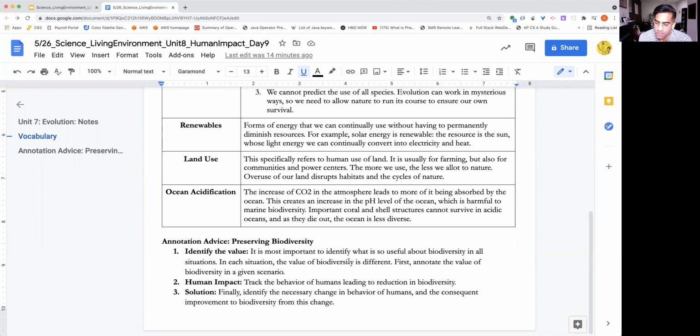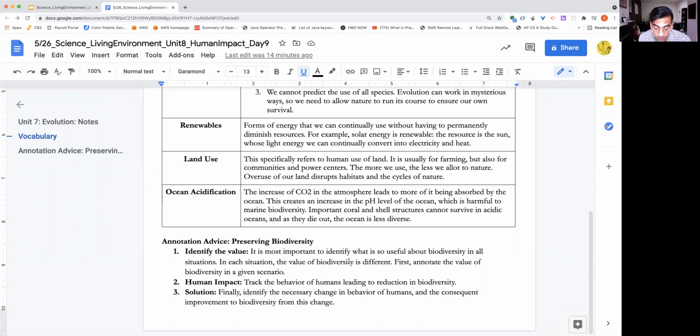When we talk about preserving biodiversity and you want to annotate this article, which is complex, I give you a 3-step process here. The first thing that you want to do is identify the value of biodiversity in a given scenario. I did that earlier with ocean acidification, but in every scenario, it's a little bit different. So you want to talk about specific species that are initially impacted and then subsequent effects on other species. That will be the best way to identify the value. And you'll see at the end of every chain of effects, you will see an effect on human progress.